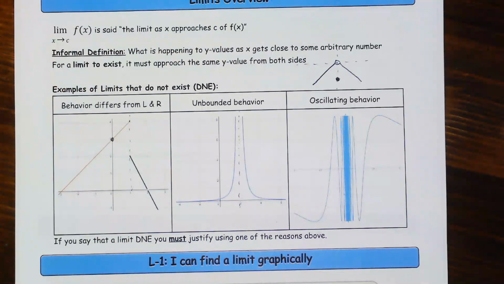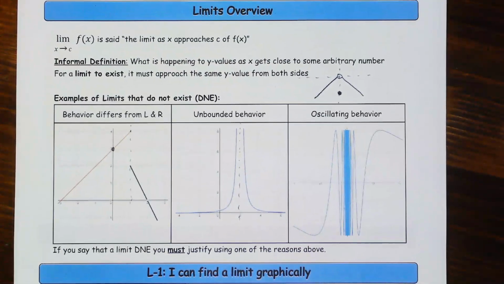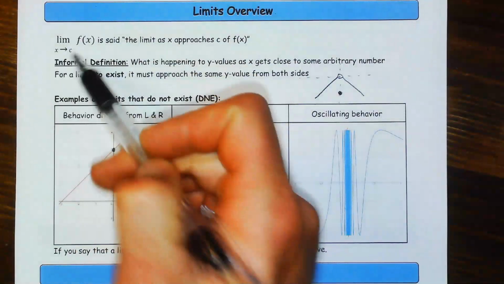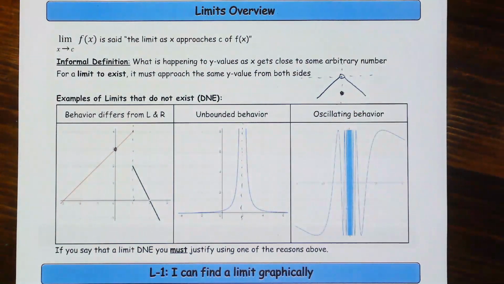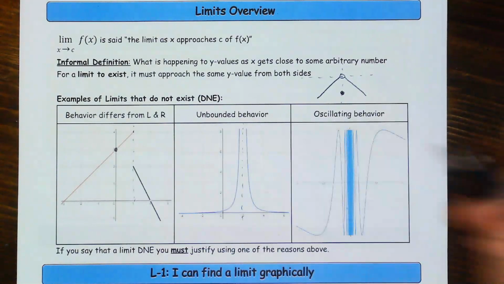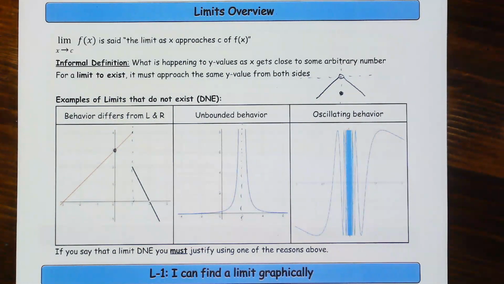So again, limits overview. This is said the limit as x approaches c of f of x. Basically, we care about y values, and if a limit is going to exist, it has to approach the same y value from both sides. We have three ways it doesn't: behavior differs, unbounded behavior, and oscillating behavior.